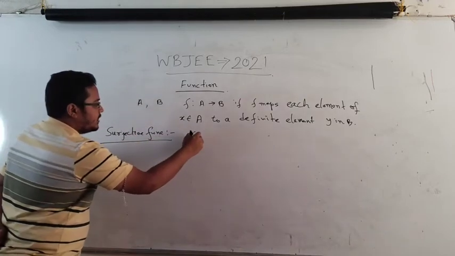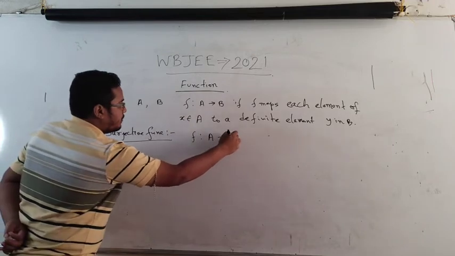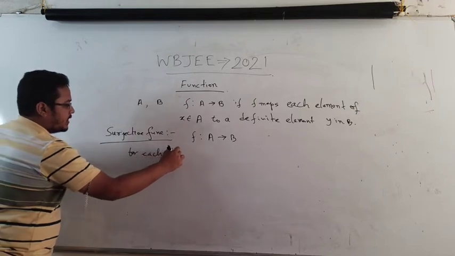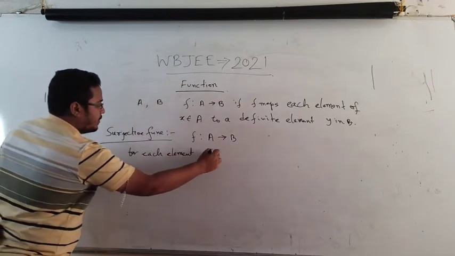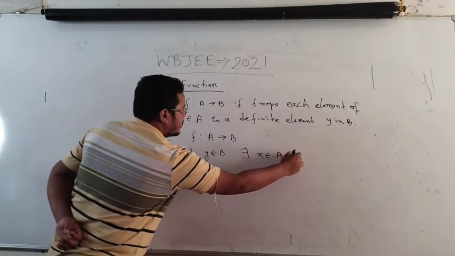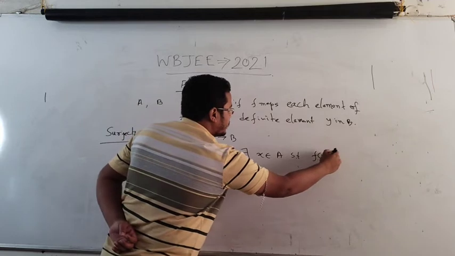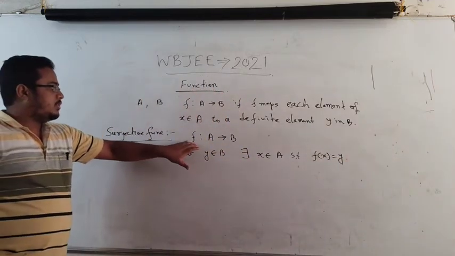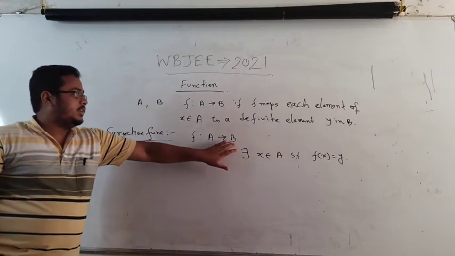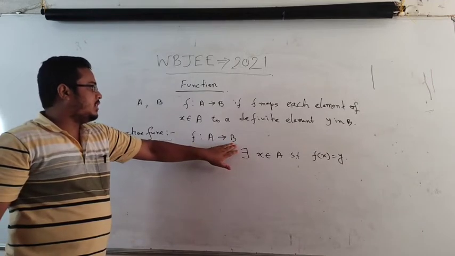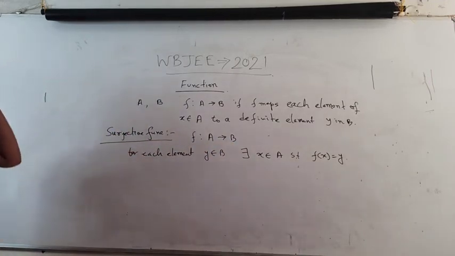It says that if f is a mapping from A to B, for each element y belonging to B, there should exist an element x belonging to A such that f(x) equals y. That means the rule should capture the whole codomain set. If f misses any of the codomain elements, then f will not be a surjective function.